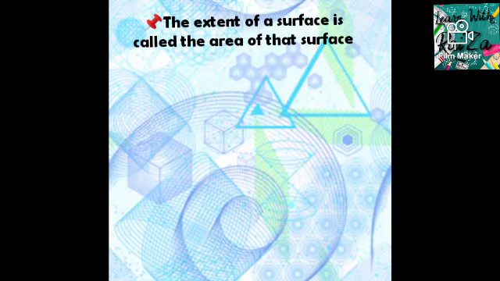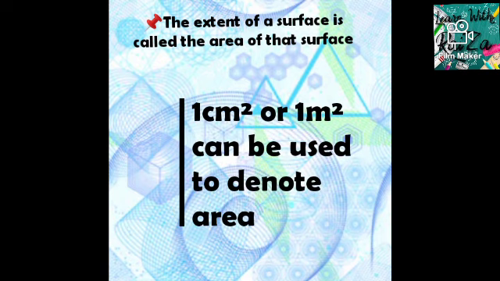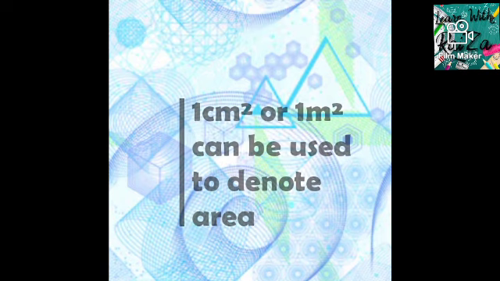Well, the extent of a surface is called the area of that surface. The extent of a surface is the area of a surface. The area of a square and a rectangle can be found using the formula length into breadth. 1 square centimeter or 1 square meter can be used to denote area.